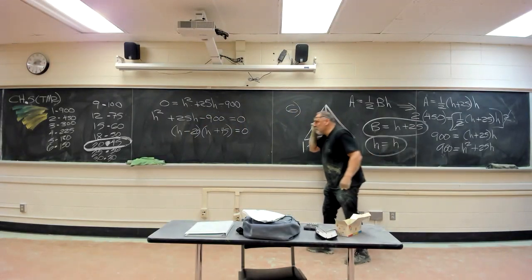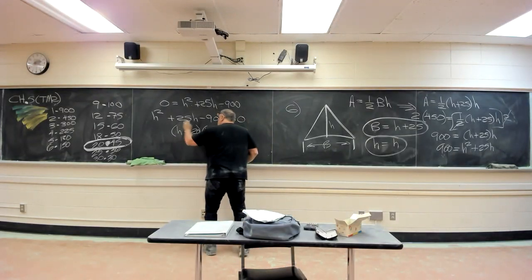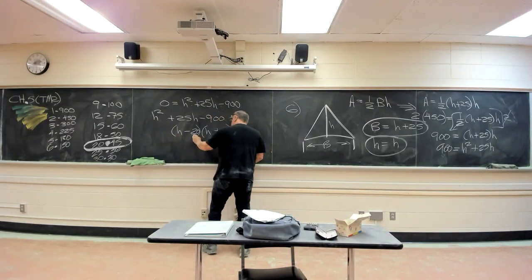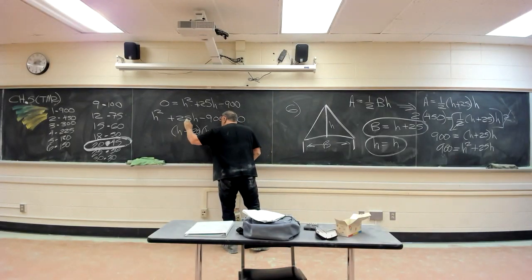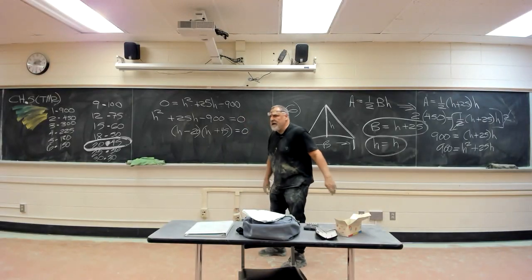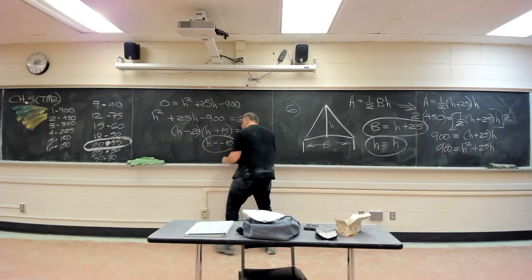Is that working? Yeah, it's working. H times H, H squared. Negative 20 times 45, negative 900. Negative 20H and positive 45H is 25H. It's working dead on. H is equal to negative 45 is the solution mathematically, but it's absurd for us. It's not going to work.